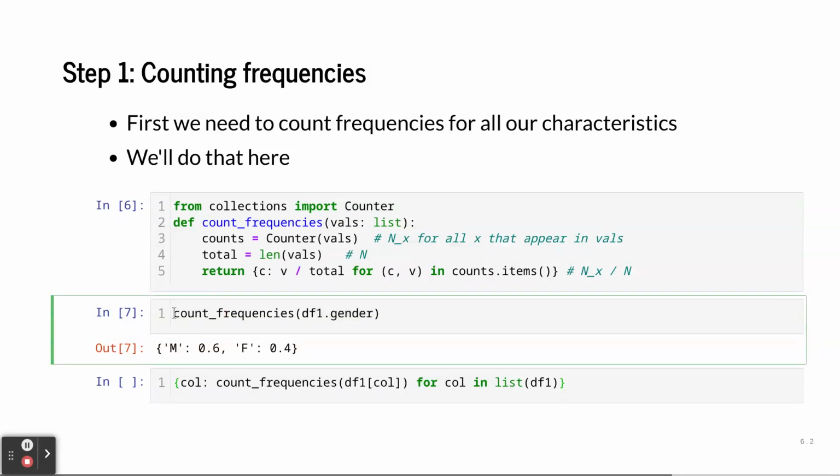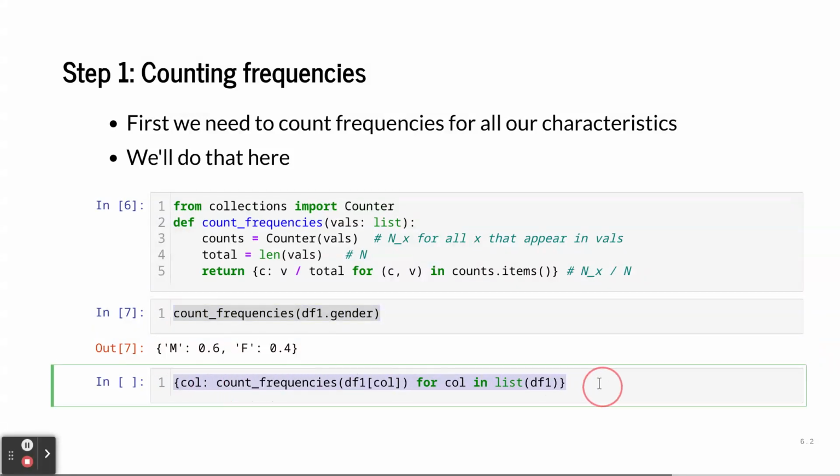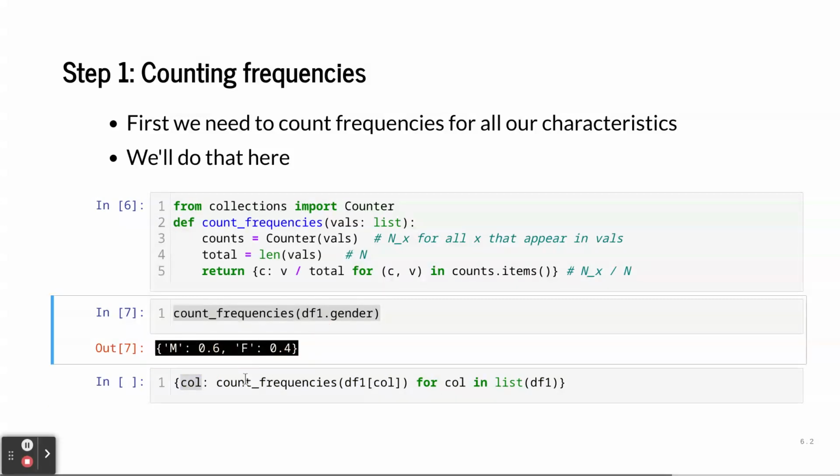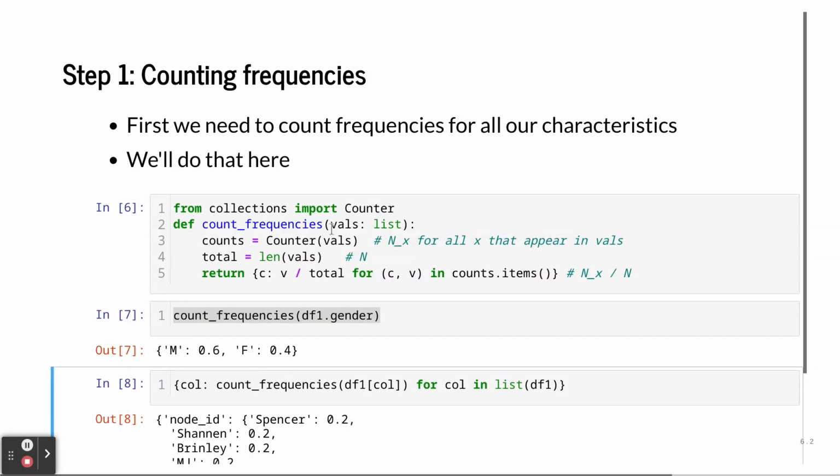So this function seems to be working. And now what we'll do is construct a dictionary that maps from a column name to the values here, which will be another dictionary of the frequency. So let's check this out.